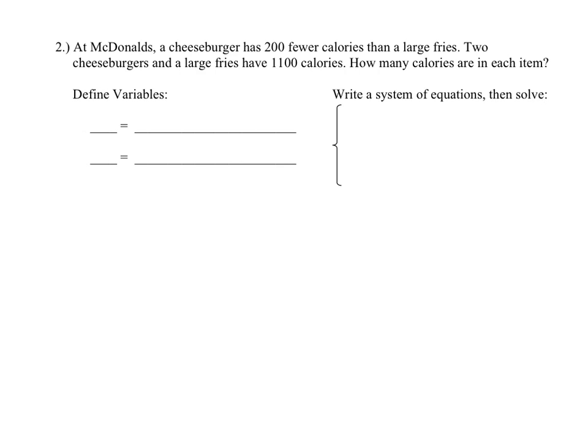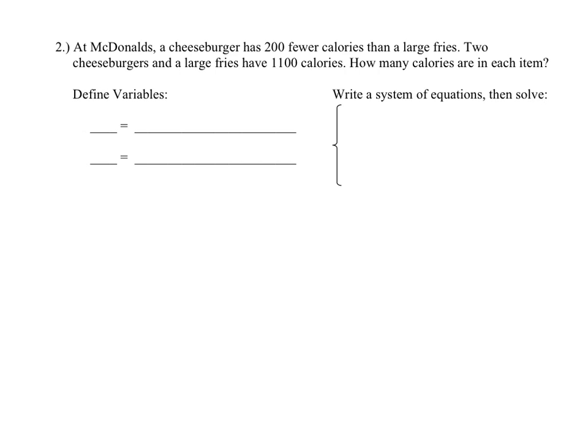Number 2. At McDonald's, a cheeseburger has 200 fewer calories than a large fries. 2 cheeseburgers and a large fries have 1,100 calories. How many calories are in each item? My advice to you at this point is to pause the video and see if you can just figure out what your two variables are.